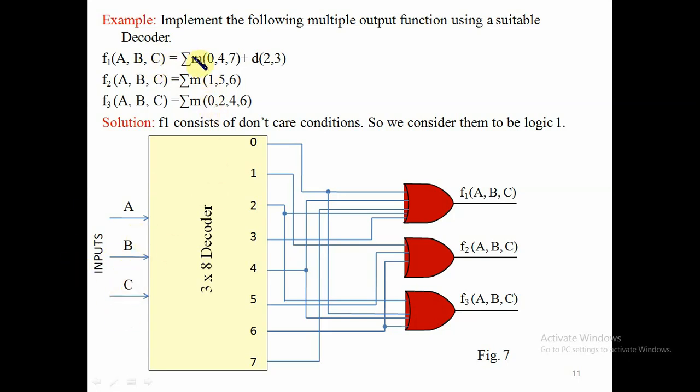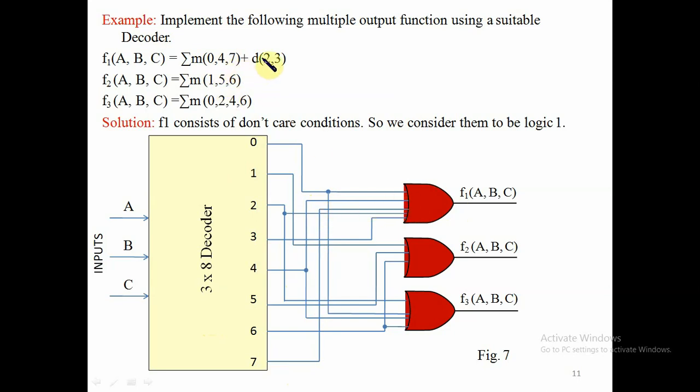For the first equation, the given function is the summation of m(0, 4, 7). With three inputs, obviously there are 2 raised to 3, that is 8 combinations, meaning 8 outputs. From these variables it is clear that the decoder is a 3 to 8 decoder. Now the given values will be connected with the outputs: for the first function, summation m(0, 4, 7), we connect outputs 0, 4, and 7.